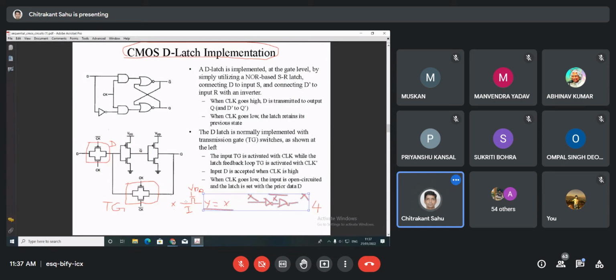You can see one is clock and the other is clock bar. Suppose this is A and this is A bar. If we make A equal to VDD, then clock bar equals 0. So PMOS will be on as well as NMOS, to pass the information. If it is not on, it will remain in the high impedance state.